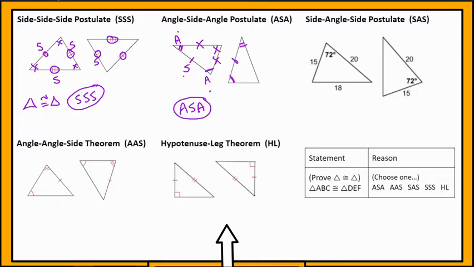In the next picture, they put numbers, but I will not be fooled. In this picture, I see that 15 matches 15, so this is a side. 72 degrees matches 72 degrees, so this is an angle. And 20 matches 20. So I'm left with side, angle, side.